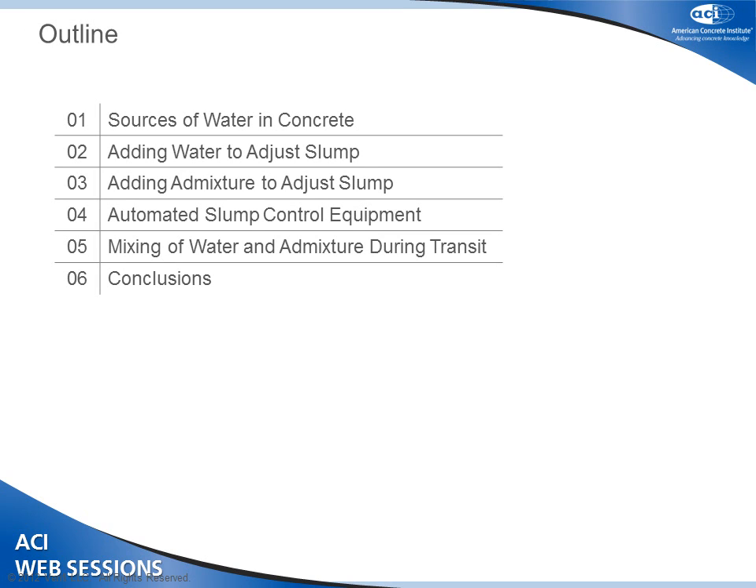So first about the sources, then about adding water, and then about adding admixture during transit. Then talk about automated equipment to help manage this whole process and make it more precise. And then talk about, if we're adding these materials during transit, how to make sure that they're mixed in properly and have the proper effect on the concrete. And then wrap things up with conclusions.